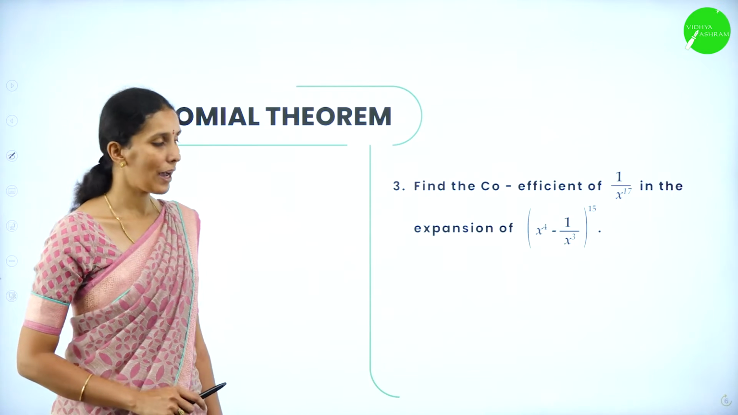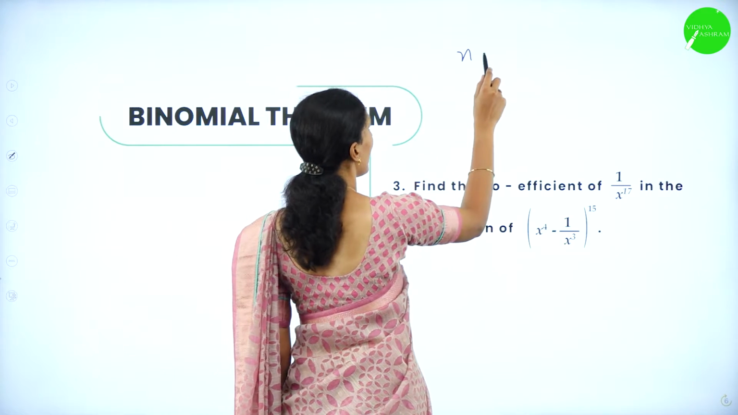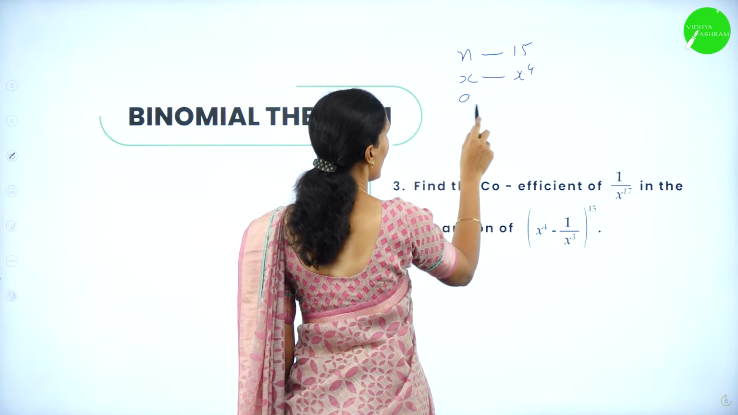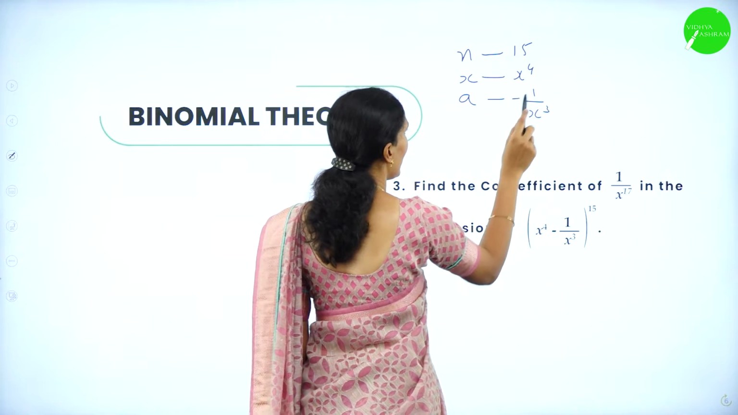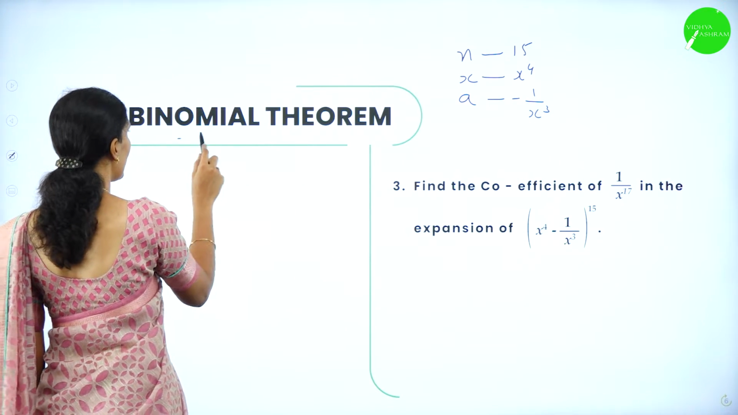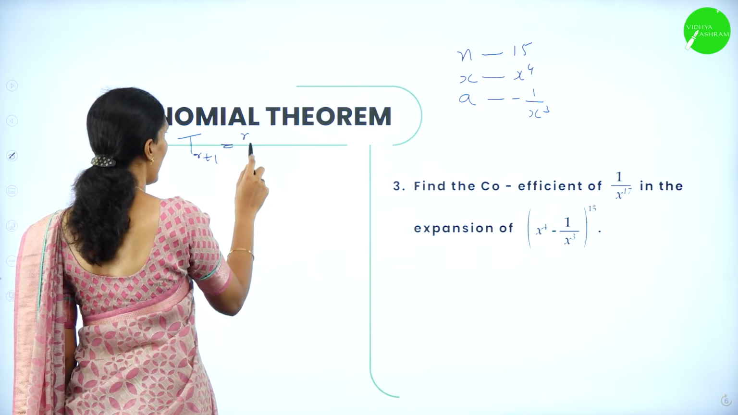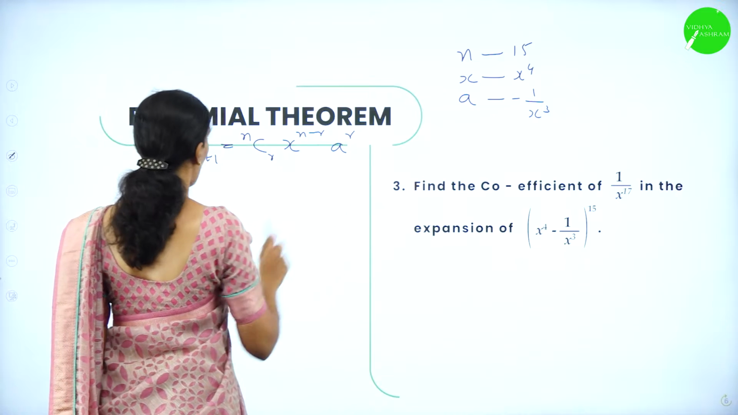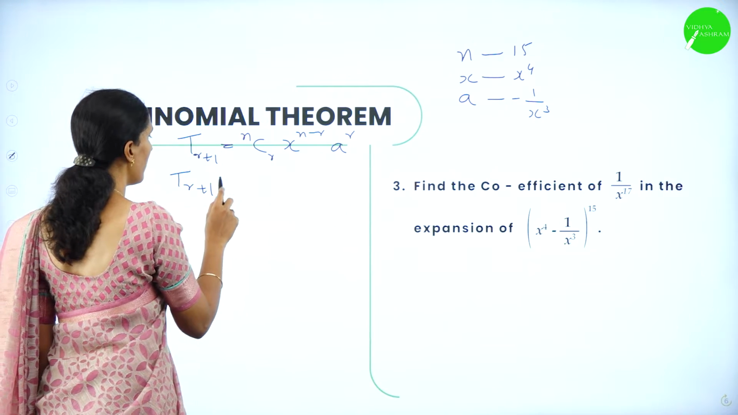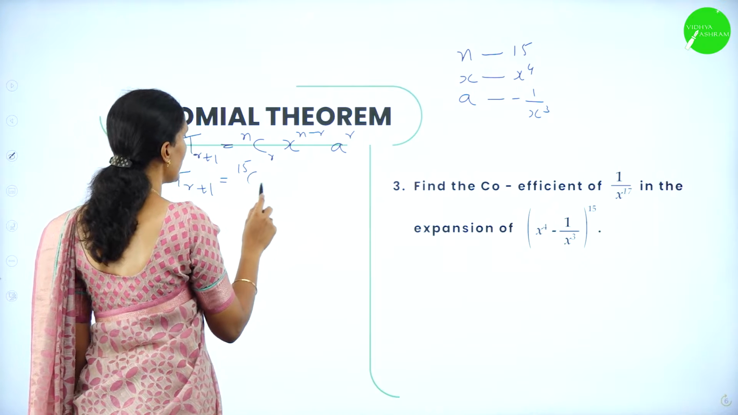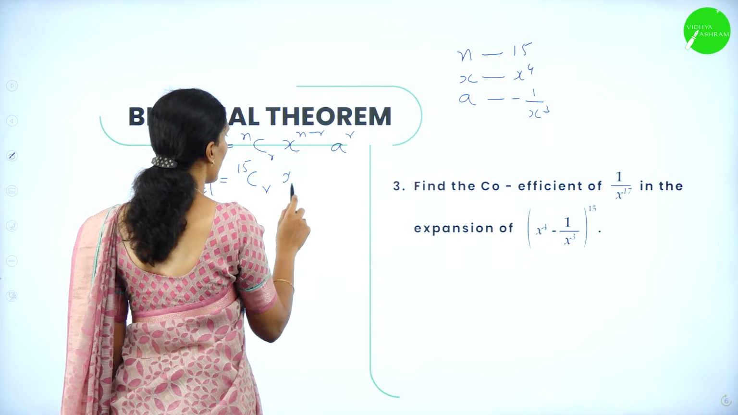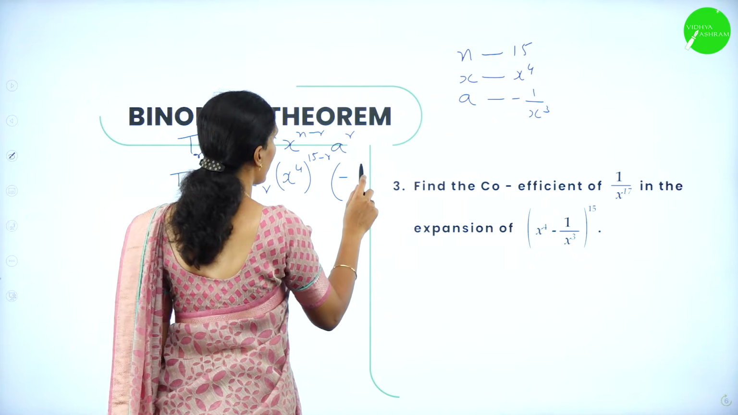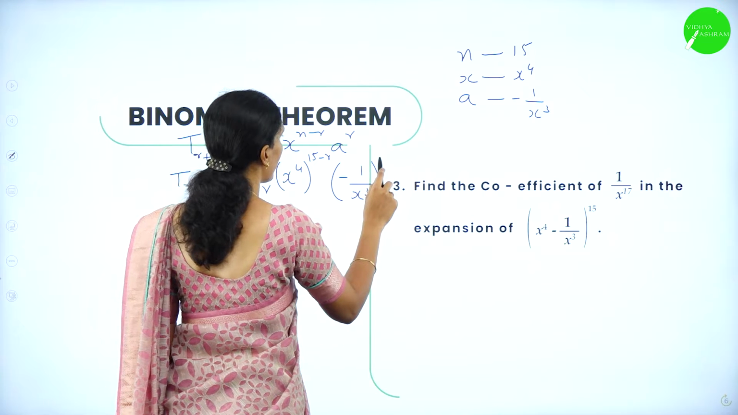Next question. Find the coefficient of 1 by x power 17 in the expansion of (x power 4 minus 1 by x cube) to the power 15. So what is given? n is 15, x is x power 4, a is minus 1 by x cube. So let me find T r plus 1, nCr x to the power n minus r, a power r. So T r plus 1, n is 15, C r, x power 4 to the power 15 minus r, and this is minus 1 by x cube whole power r.